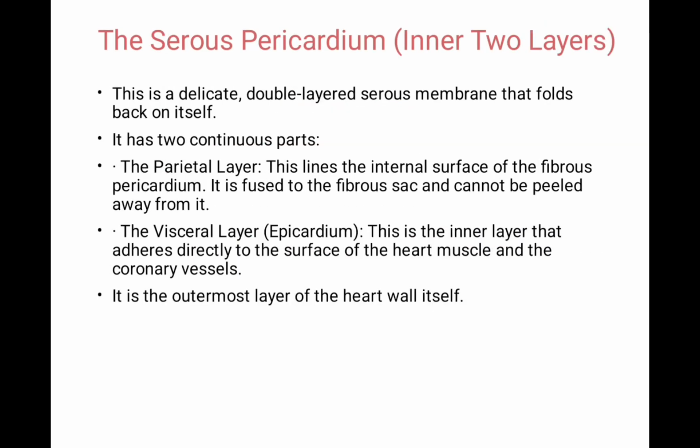So we now have the serous pericardium, which is the inner two layers. Structurally we have three layers, but functionally two, the fibrous and the serous, with the serous divided into two. The serous layer is a delicate double layered serous membrane that folds back on itself. It has two continuous parts: the parietal layer and the visceral layer.